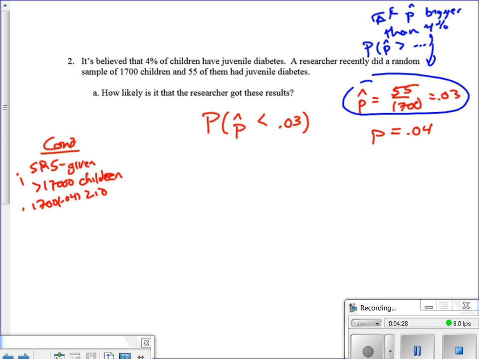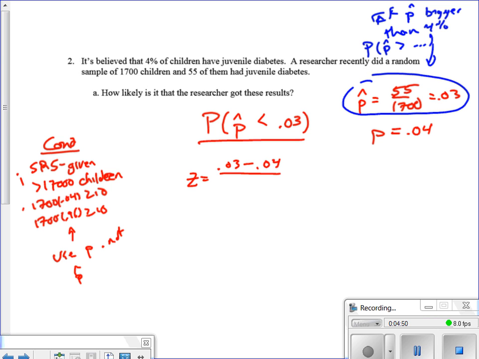That's bigger than 10. When you do 1,700 times q, 0.96, that is greater than or equal to 10. All right, we use p here, not p hat. You only use p hat for confidence intervals. So we're going to go find that probability, a z-score. The observed value is 0.03. The predicted value is 0.04. And the standard deviation for a proportion problem would be the square root of p times q over n.